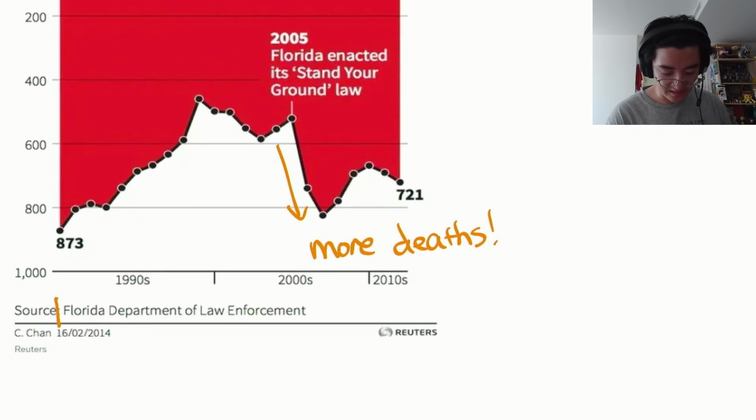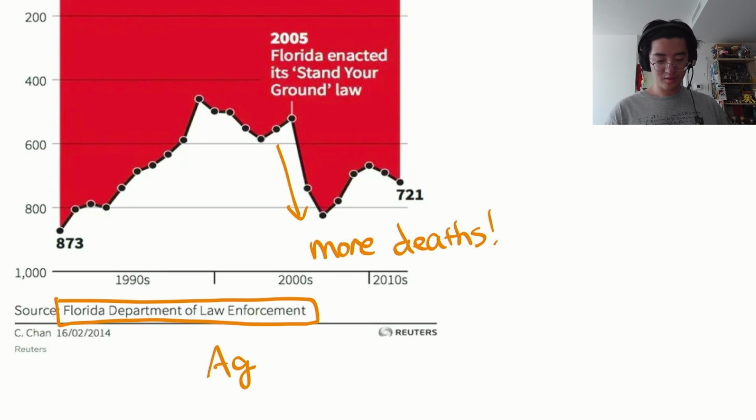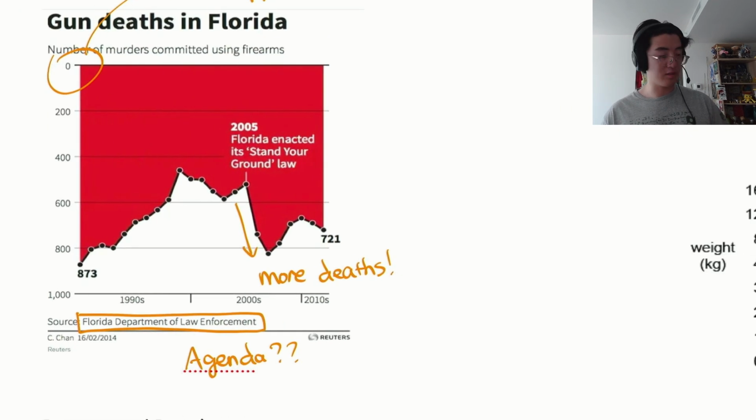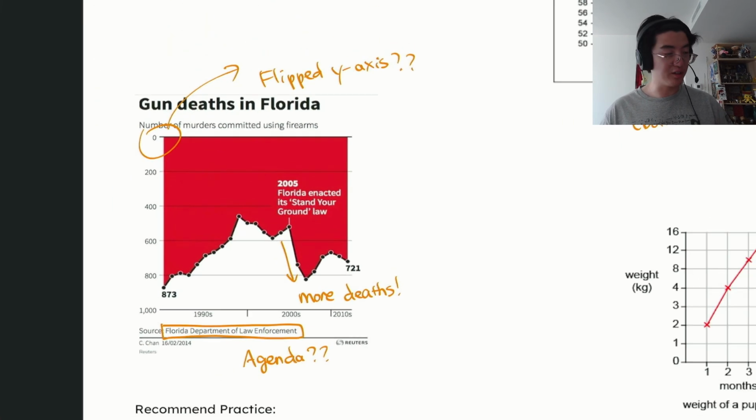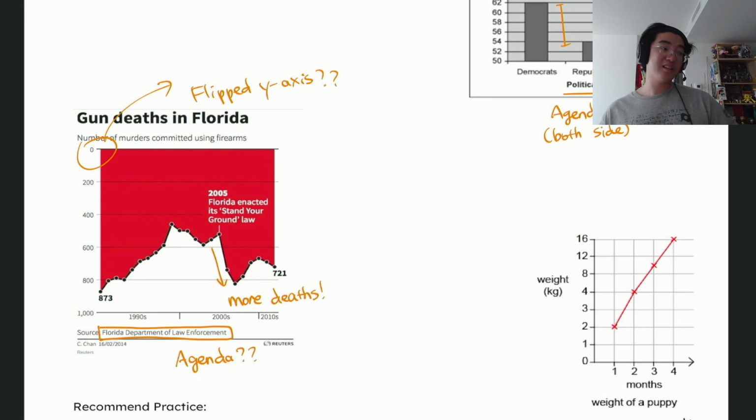So as you can imagine, by making this graph, and again, that's a real graph from the Florida Department of Law Enforcement, there could be some sort of agenda there as well, probably to do with the gun policies and all. So it's very important to always look at a graph and think for ourselves first.